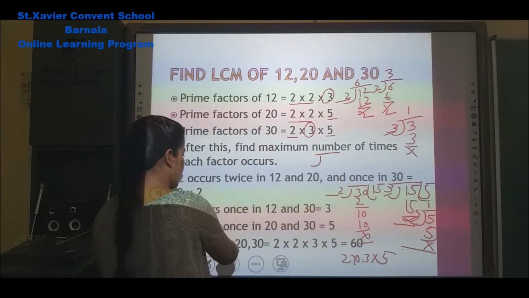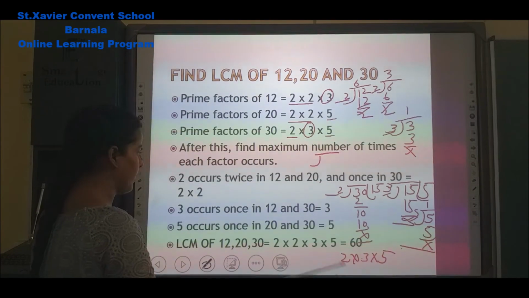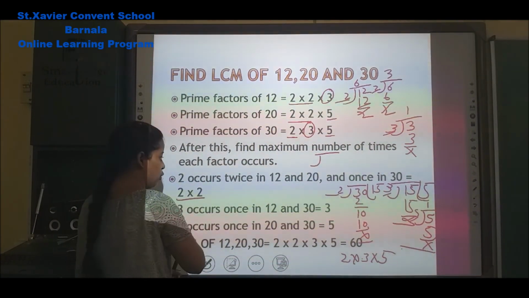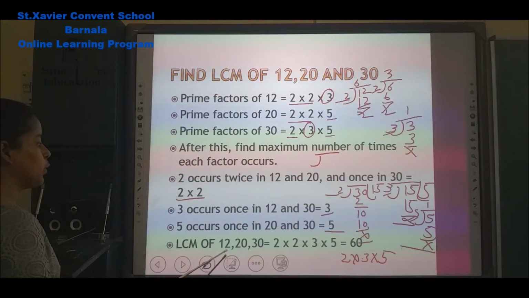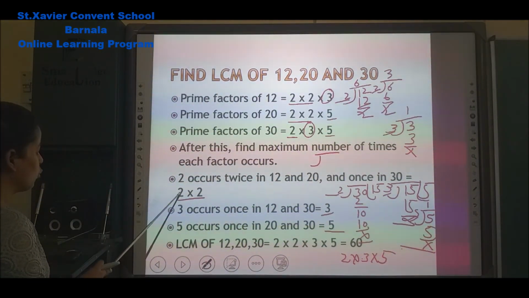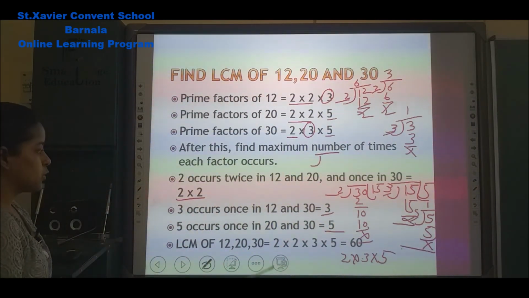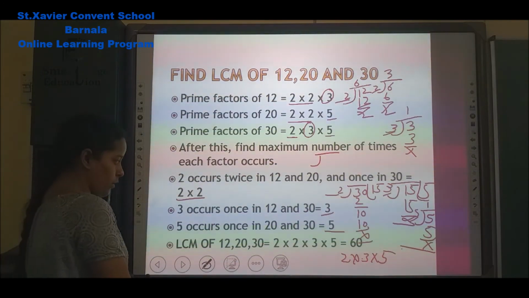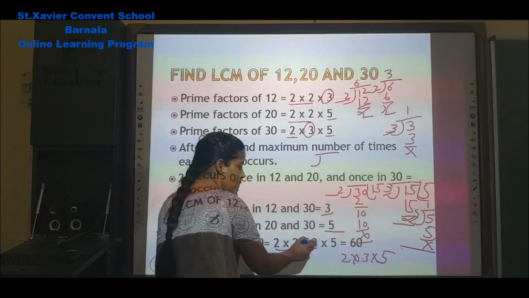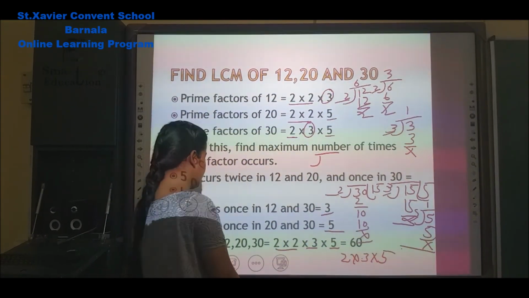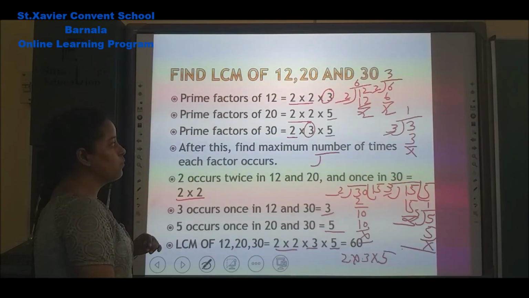So the LCM of 12, 20 and 30 is 2, 2, 3 and 5. The LCM of 12, 20 and 30 is equal to 2 multiplied by 2 multiplied by 3 multiplied by 5. So 2 multiplied by 2 is equal to 4. 4 multiplied by 3 is equal to 12. 12 multiplied by 5 is equal to 60. So we can say that the LCM of 12, 20 and 30 is equal to 60.